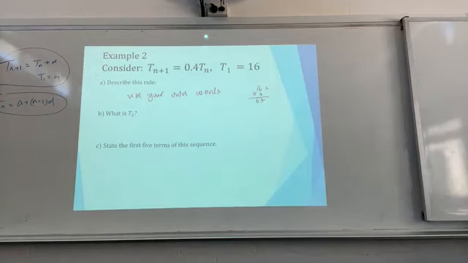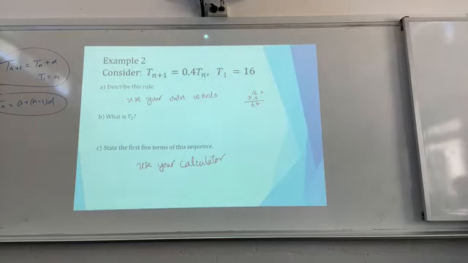And then the next bit, of course, you need to use your calculator. Use your calculator. Generally, they won't be so cruel, I don't think, as to get you to calculate the 5 numbers. To describe it in words, you say: starting with 16, the next number is the previous number multiplied by 0.4, or the next number is 40% of the previous number. Yeah, explain the rule. So describe the rule means explain.